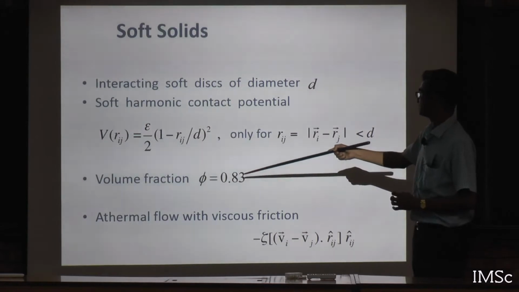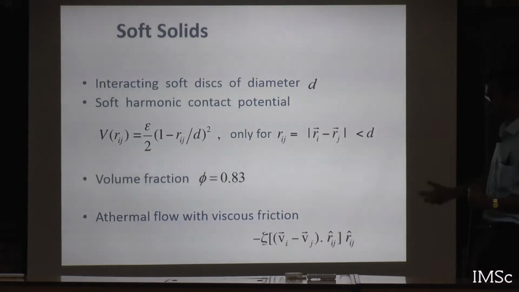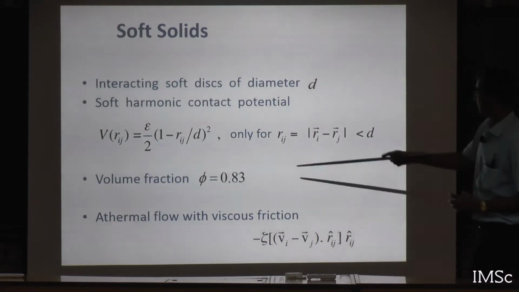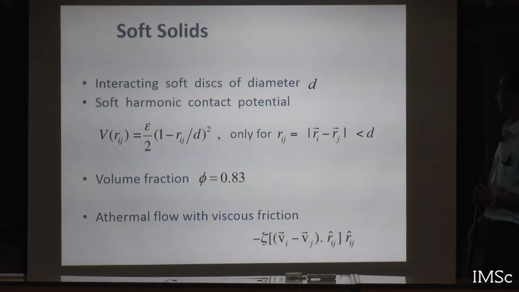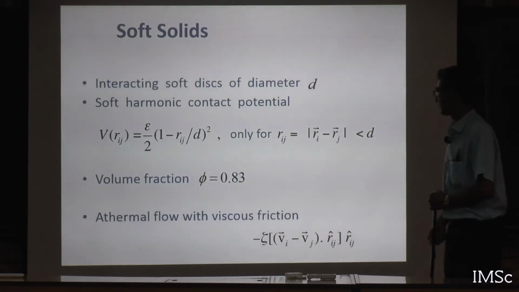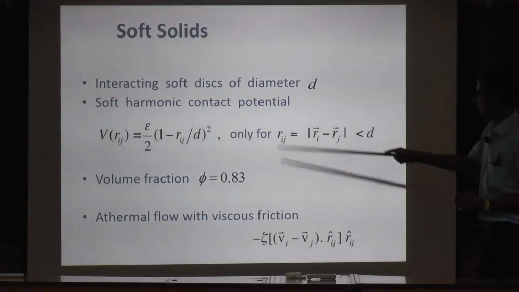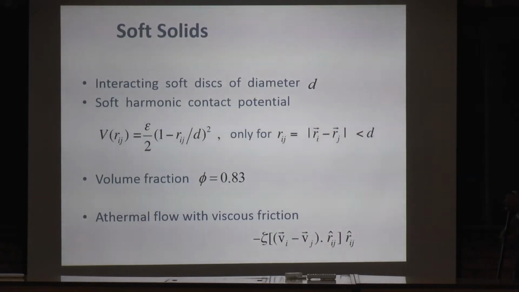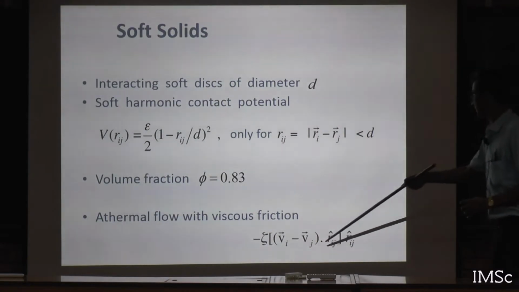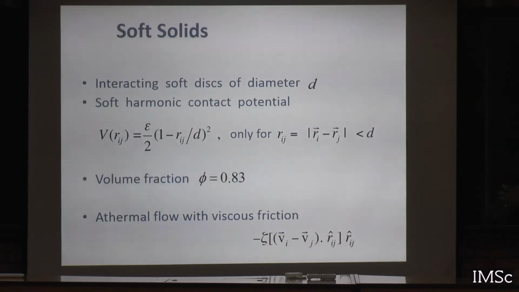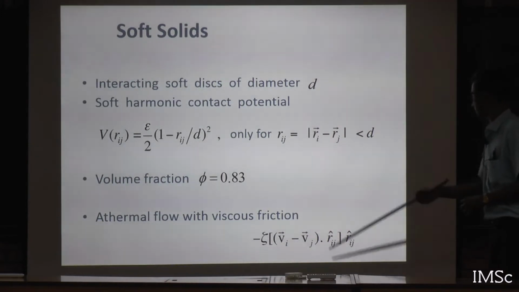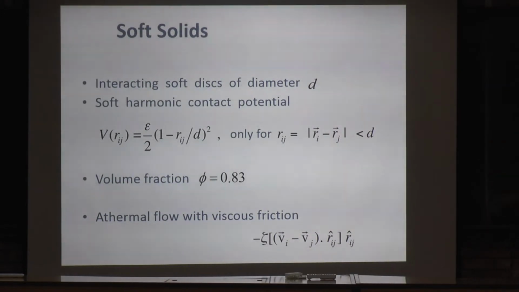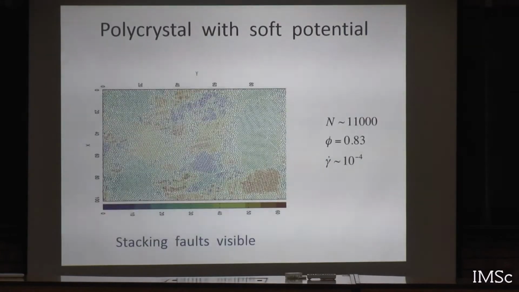And we worked close to the glass transition because we are looking for a polycrystal. We don't want a single crystal. At the same time, we don't want a glass either. So glass transition in these systems occurs at some 0.845. We worked slightly below that, and in this model there was a viscous term also. So this is an MD, with a viscous term proportional to the relative velocities of the particles. Okay, so this is the model, and this is what we got.